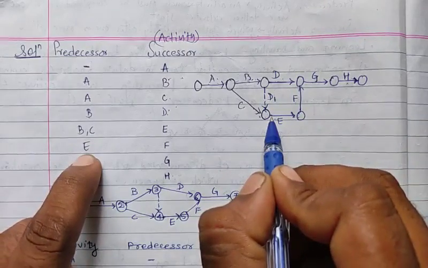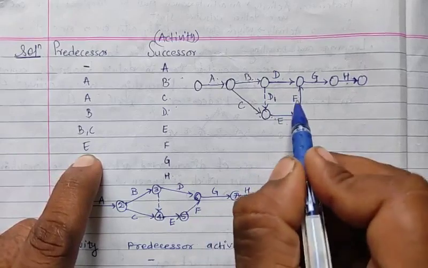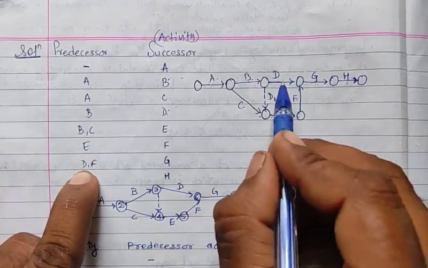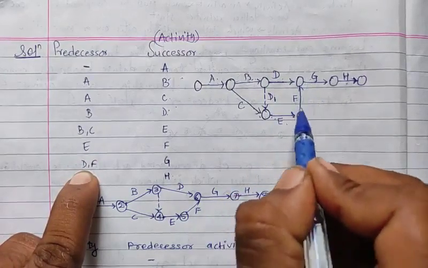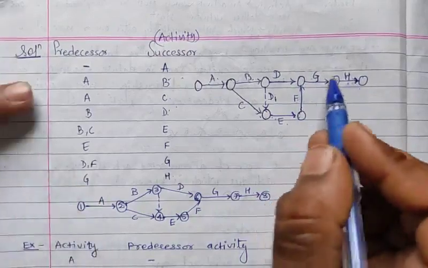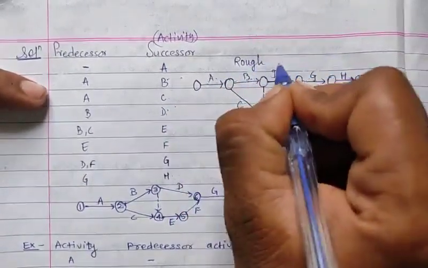Next is E goes to F. Next, D goes to G and F goes to G. And last, G goes to H. So this is the rough diagram, right?